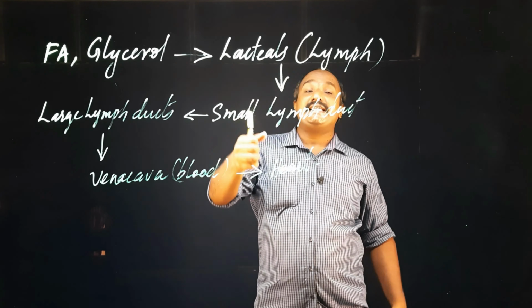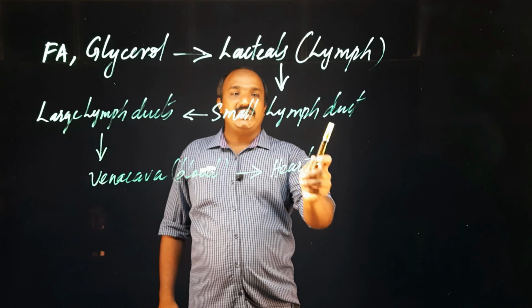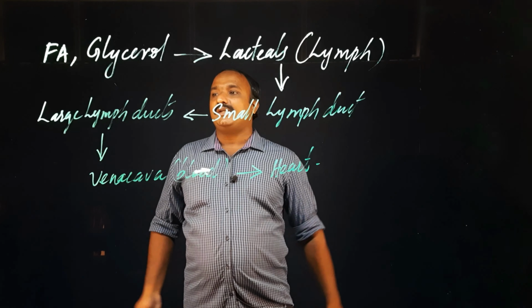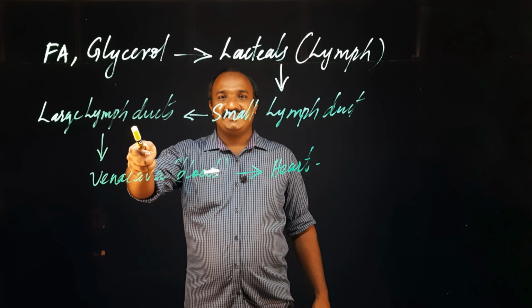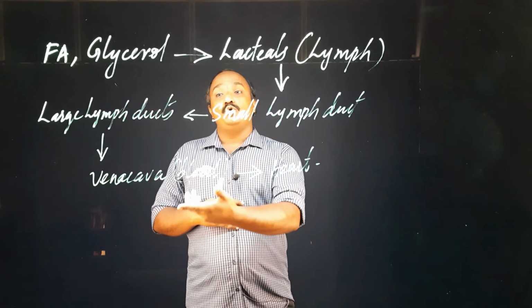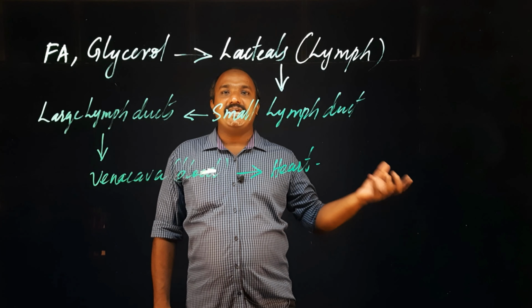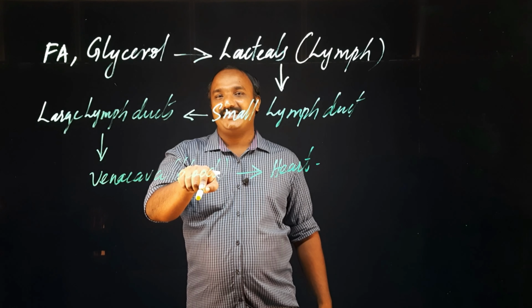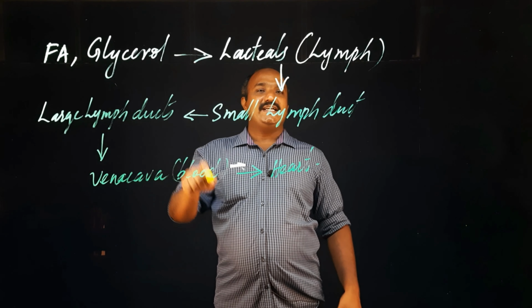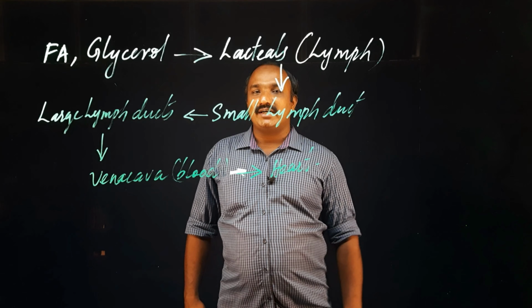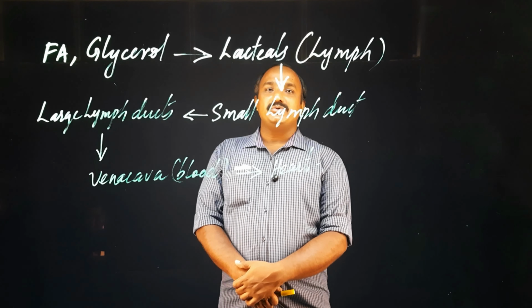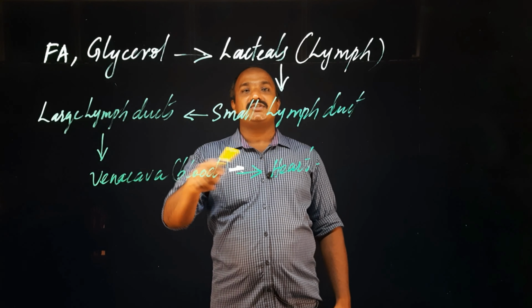Lacteals contain lymph, and the lacteals combine together and form small lymph ducts by the combination of what? These lacteals. Then small lymph ducts join together and form the large lymph duct. Then large lymph ducts combine with whom? Vena cava. Vena cava is the largest vein that carries blood to the heart. When it joins with the vena cava, the nutrients will be reaching where? In the blood. Until they join with the vena cava, it is only mixed in the lymph. But that lymph will be joined with blood in the vena cava, and then it will reach the heart. When the heart contracts, it will be supplied to all other cells of the body. So, the transportation of fatty acid and glycerol is in this way.